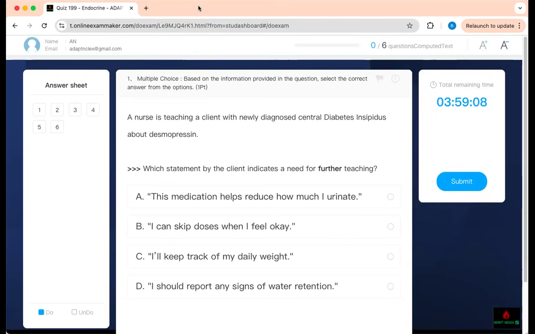What is the purpose? How do you approach this question? Look at the way I'm going to answer it. Further teaching means they're saying something wrong. I put it down; that's my buzzword. Then I read: a nurse is teaching a client with newly diagnosed what? Diabetes insipidus. There is a central there.